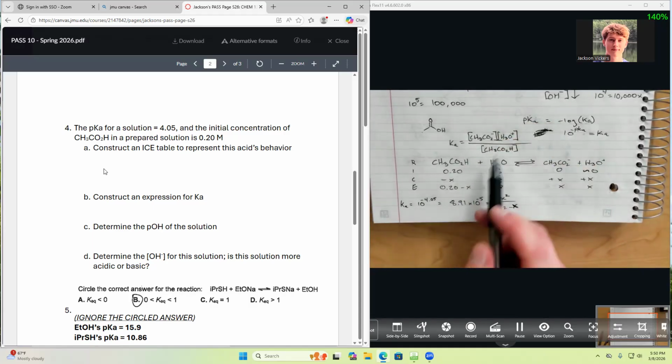So we're good with that. That part's review. Again, water doesn't go into it because it's a liquid. And then what's the next step here? So we've found the Ka. Again, we did 10 to the minus pKa. What can we do to find X?